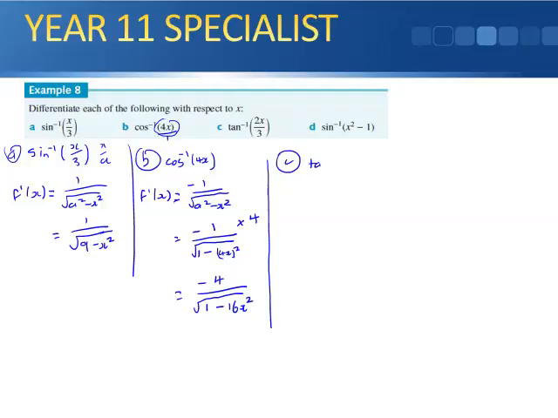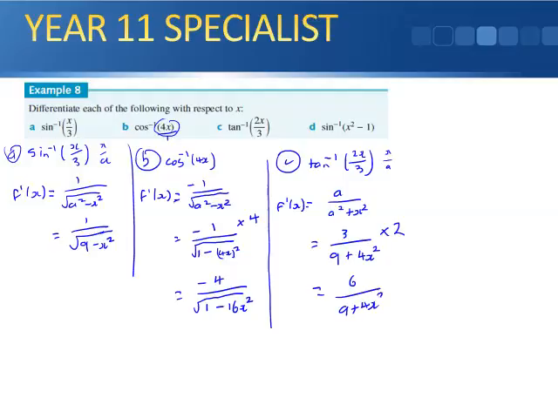Part C, tan to the negative 1 of 2x divided by 3. And there's my x over a. So again, I'll just write the rule at the moment. f dash of x will equal a divided by a squared plus x squared. So when I do this one, my a is 3, so I've got 3. A squared is 9. 2x all squared, because that's what my x is, becomes 4x squared. But because I have my 2 up the top, there it is. So I get 6 over 9 plus 4x squared.